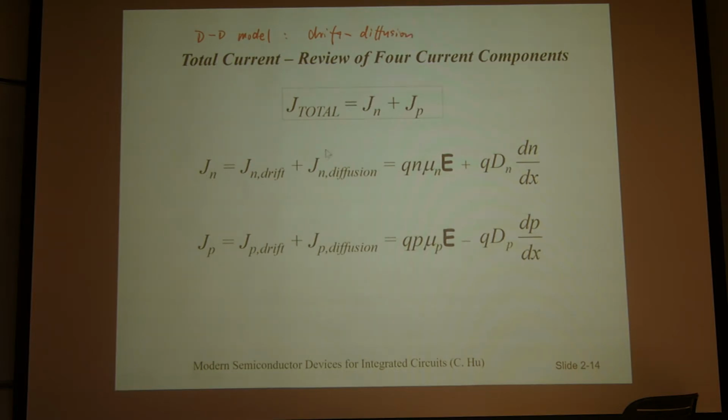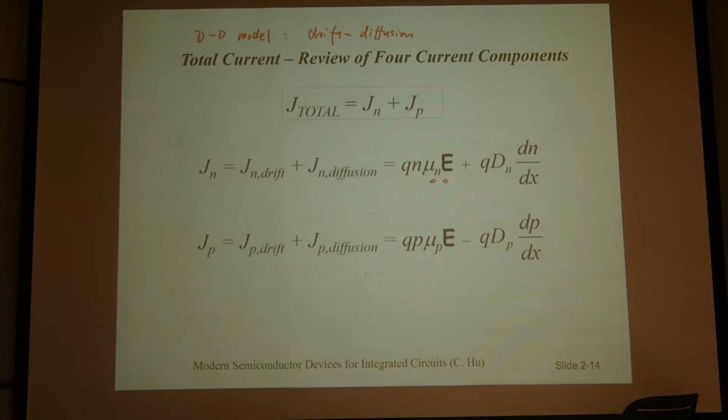For example, here the total current density is the sum of the electron current density plus the hole current density. And then for the electron current density, it has two components, drift and diffusion. For the drift, this is what we have before. So this is due to the electric field, and then we have the mobility of electron here. And then for the diffusion, we have this equation in the previous slide.